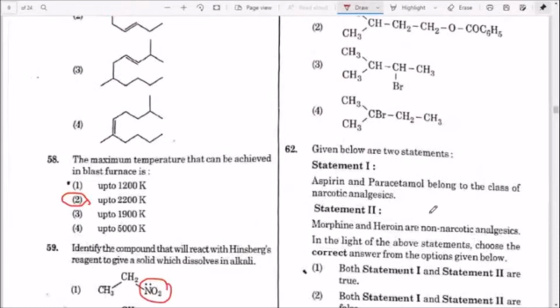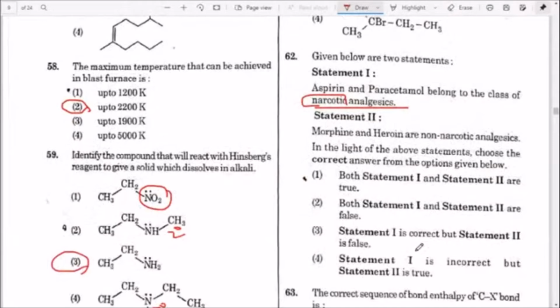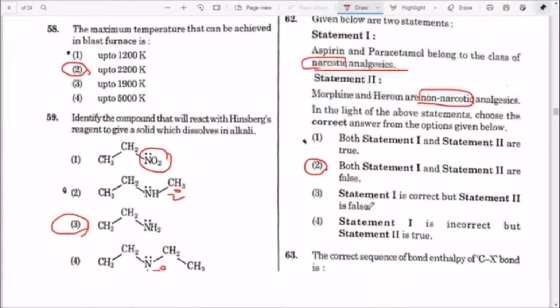Next, given below are two statements. Statement 1, aspirin and paracetamol belong to the class of narcotic analgesics. No, these are NSAIDs, not narcotic. Statement 2, morphine and heroin are non-narcotic analgesics. In the light of the above statements, choose the correct answer from the options given below. Both statement 1 and 2 are false, because aspirin and paracetamol are non-narcotic analgesics, NSAIDs, right? Whereas morphine and heroin are narcotic analgesics. So they have given it reversed. So both are false statements. So option number 2 is correct option, students.